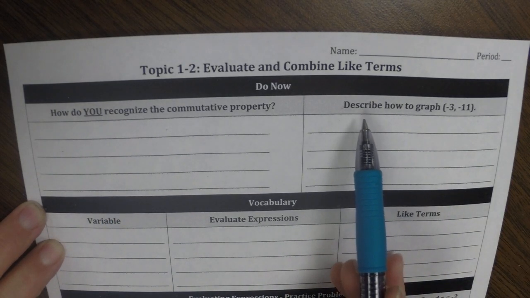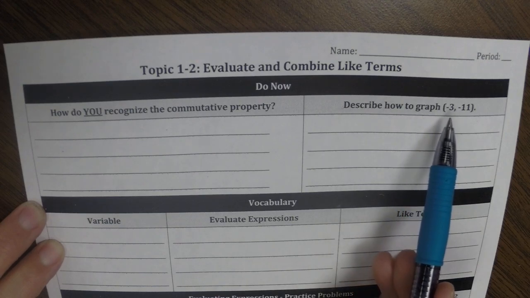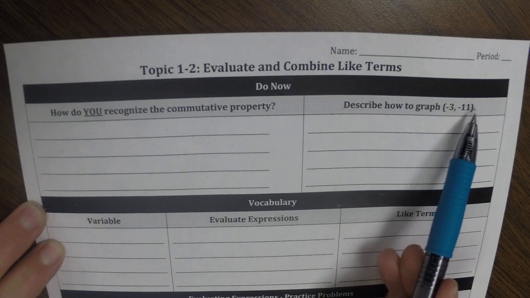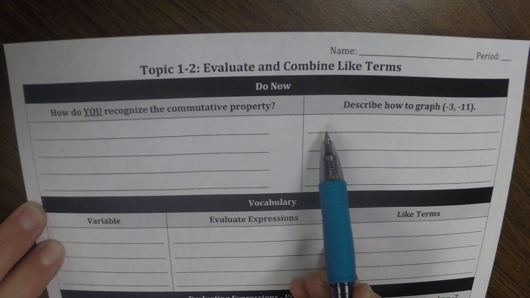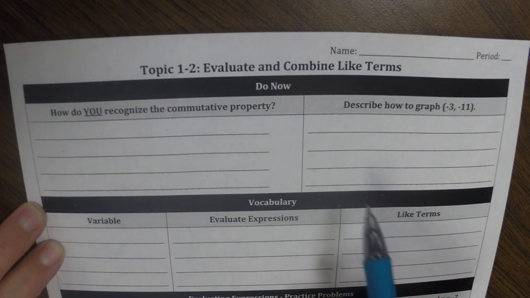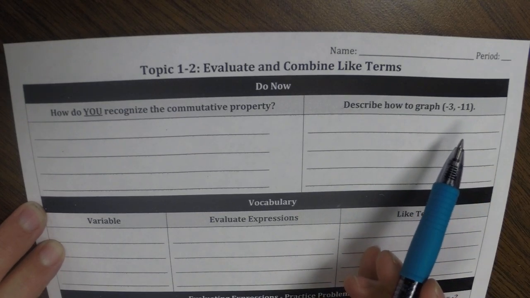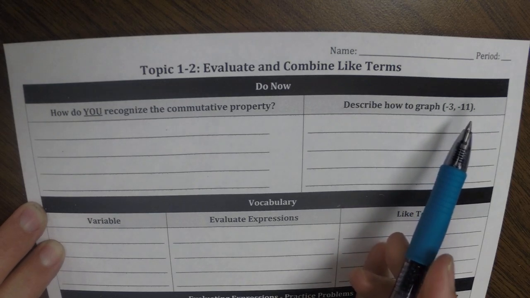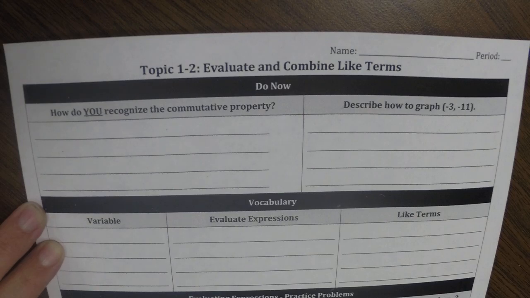And then the same thing here, describe how to graph -3, -11. So tell me how to get to this ordered pair if I start from the origin. So you would put, starting from the origin, I would go blah, blah, blah. So you could put down 5 or down 3 or up 3 or left 3 or whatever you would do to get to this point. Okay, but this isn't something I'm going to help you with.